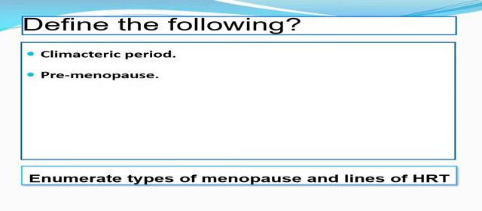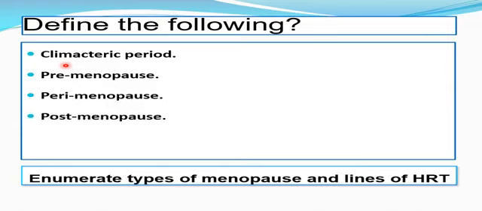Could you define the climacteric period? Yes, it is a period of transition from childbearing age to the menopausal state. Premenopause is 5 years before the age of menopause. Perimenopause is 5 years before and 5 years after the year of menopause. Postmenopause is all the female's life after the cessation of menstruation.